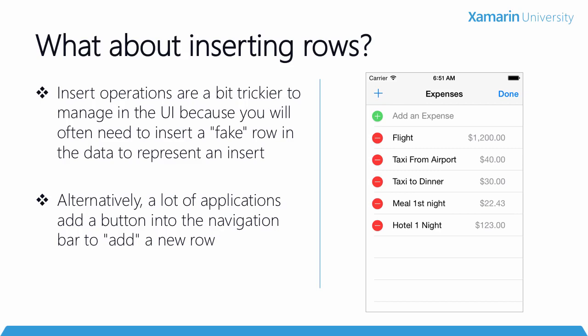Because of that, a lot of applications choose not to use the built-in UI and instead supply a button in the navigation bar to add new items. Here you can see one on the left. This is more discoverable because it's always present in the UI and much easier to implement because we don't have to juggle any special state in our app.